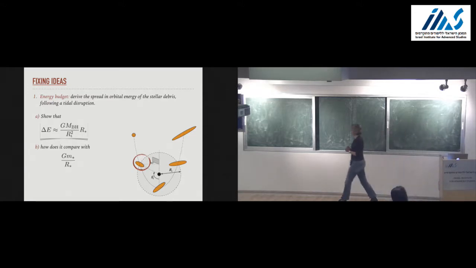And so what I'm asking is for you to show. So I'm going to do all these phases. We start from here: the star approaching, at its tidal radius. As you heard me say yesterday, the matter within the star acquires a spread in orbital energy equal to G M black hole over R tidal squared times R star. R star is the size of the star.